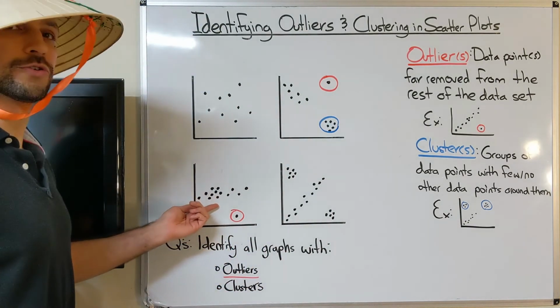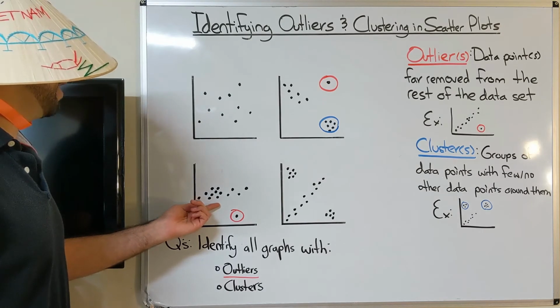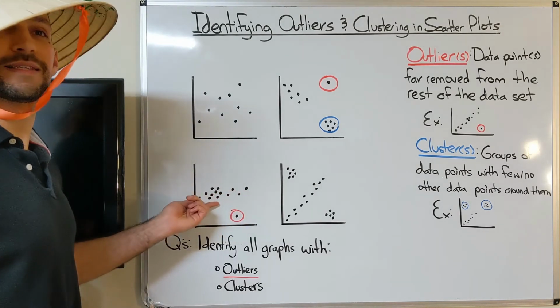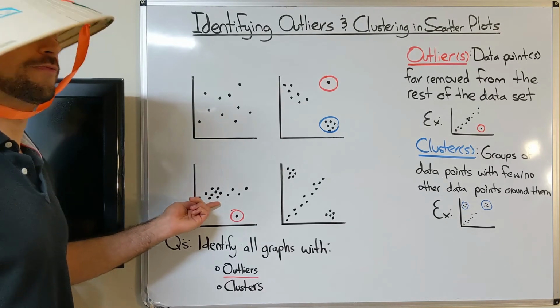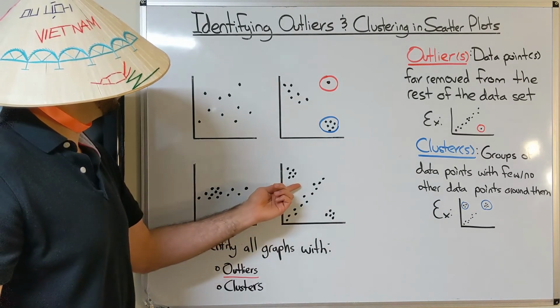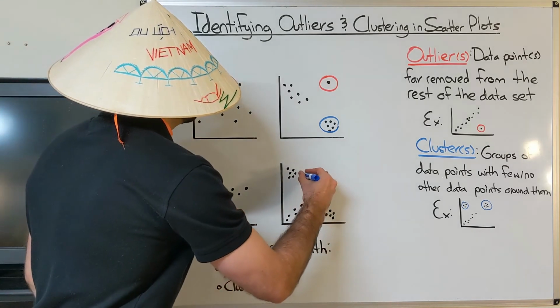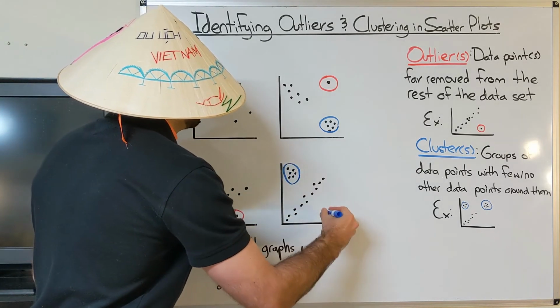Here we do have a large group of data in the middle of our graph, but because it's close to other data points, this is not a cluster, even though it is a large group of data. In our final graph, we have clusters in the upper left and lower right, since they are groups of data far away from the rest of the data.